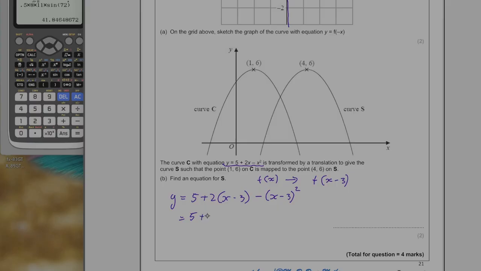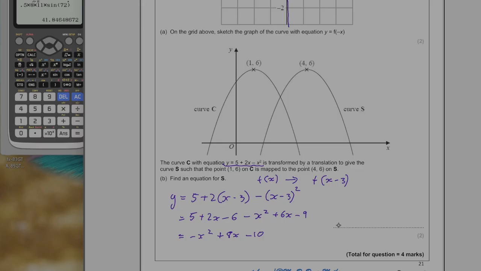So that would be 5 plus 2x minus 6 minus, if I square this bracket, I would get x squared, so it's going to be minus x squared. I'd get minus 6x, which would become plus 6x. I'd get plus 9, which would be minus 9 because of this negative here acting on all parts. So that would be minus x squared plus 8x, 5 minus 1 minus 10.